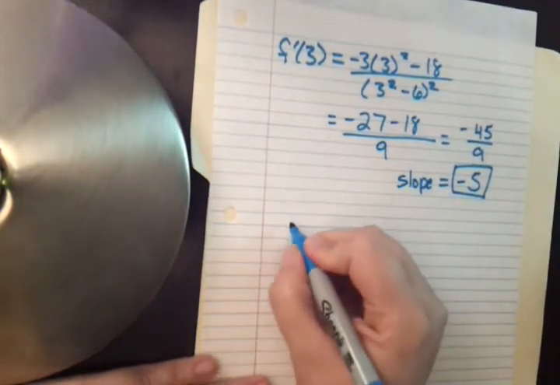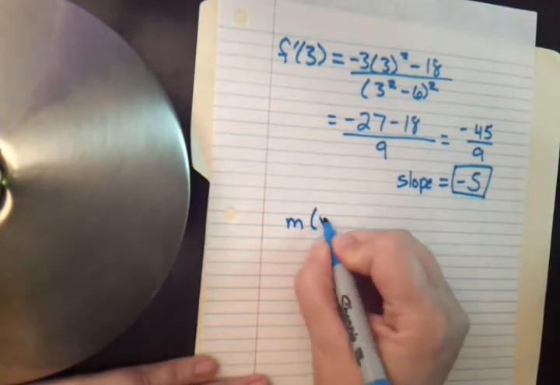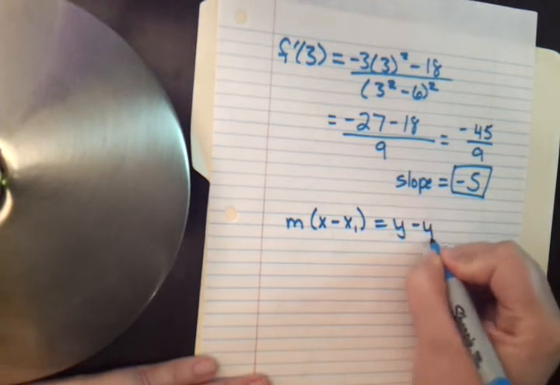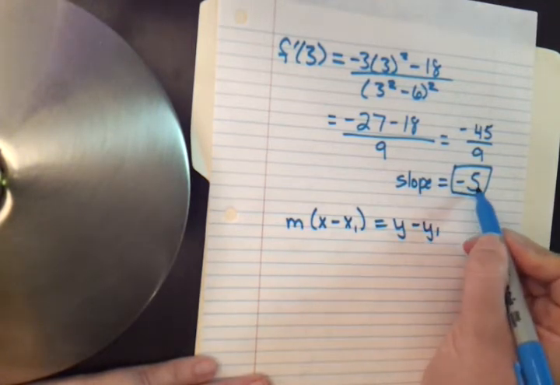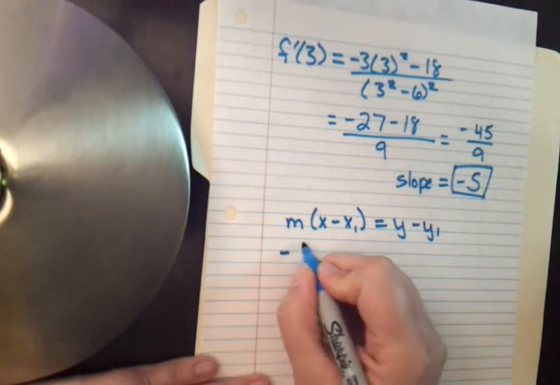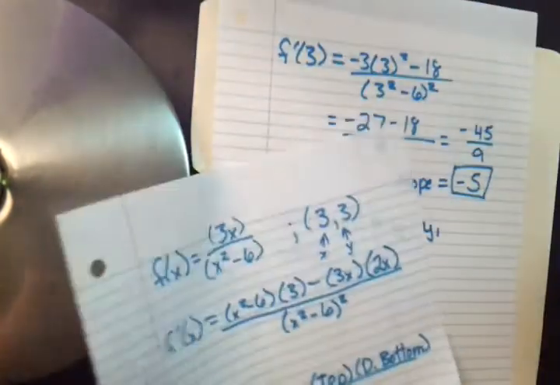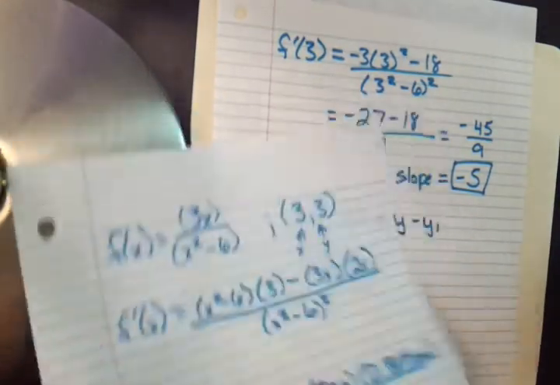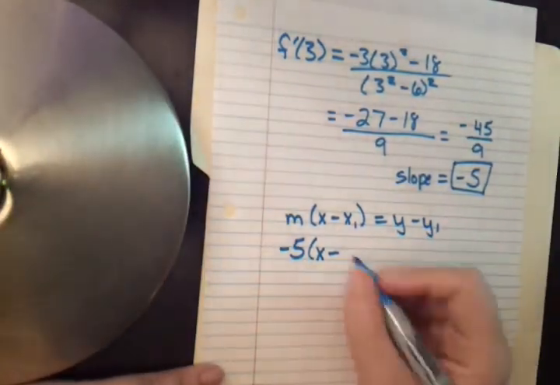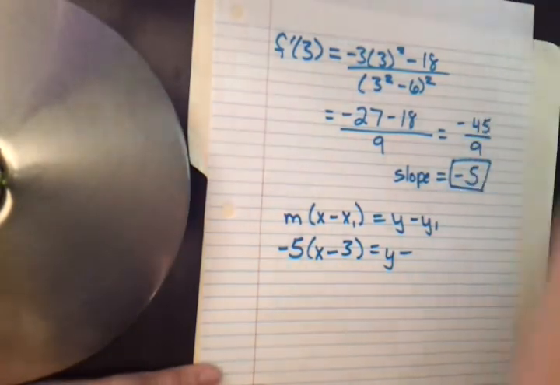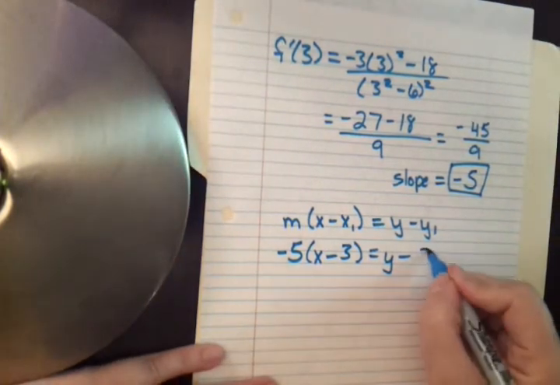Point slope formula: m times (x minus x1) equals y minus y1. Well, the slope, that was our m, so we'll plug that in here. That's negative 5 times (x minus x1). What was the x that they gave us? It was 3, so let's enter 3 right there. Equals y minus y1. What was the y they gave us? It was a 3. We will enter a 3 here.